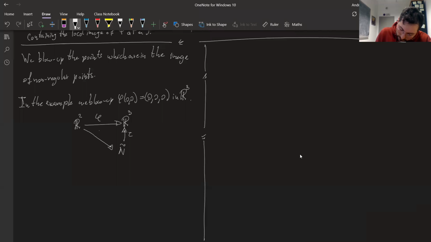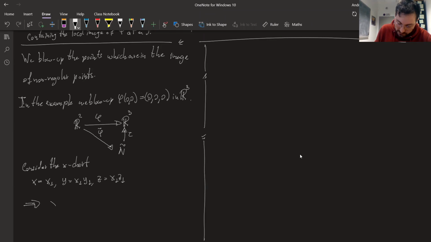I claim that we have this morphism phi tilde, and it's going to be enough to take the X chart. So now X is going to be equal to X1, Y is going to be equal to X1, Y1, Z is going to be equal to X1, Z1, and this computation we already did a couple of times today, so we know that X1 is going to be equal to U, Y1 is going to be equal to V, and Z1 is going to be equal to V exponential of V.